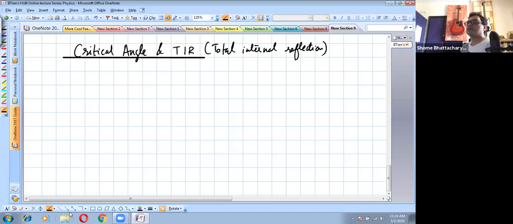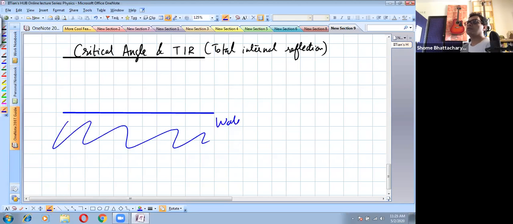So this kind of phenomenon, as you know, happens when there is refraction, not just at a plane surface, but typically at any kind of surface, from a denser to a rarer medium. For example, if this is, let's say, water, and this is air. Now, suppose we have a situation where we have an incident ray like this. So the refracted ray is like this.